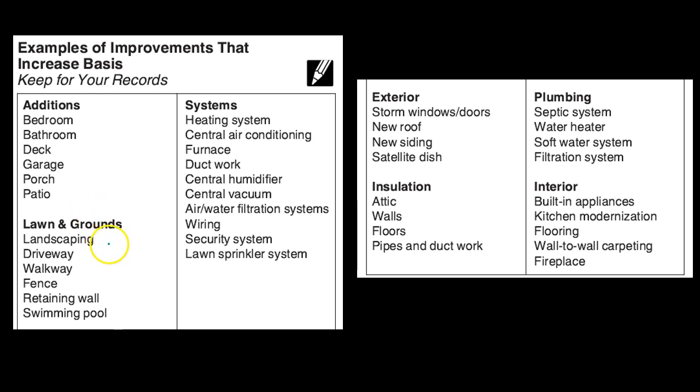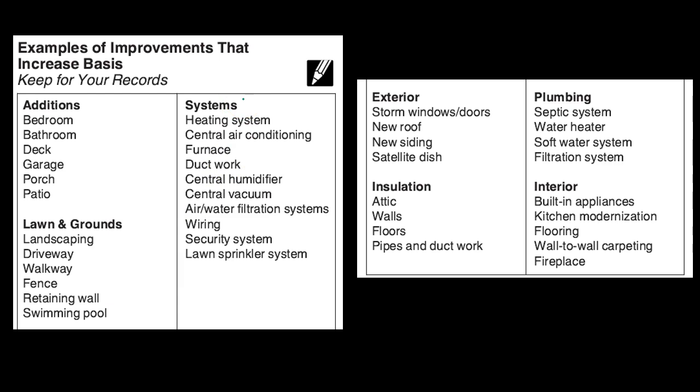If we have lawn and grounds, what about the gardening, or what about the groundwork? Well, if we had major landscaping, if we put a driveway in, a walkway, a fence, a retaining wall, a swimming pool, those are all within the grounds, not exactly on the building, but still improvements, items that could increase the basis. So again, those are things we want to track, we want to record them, we want to make sure we have records of them so that we can include them in our improvements for the home sale when needed.